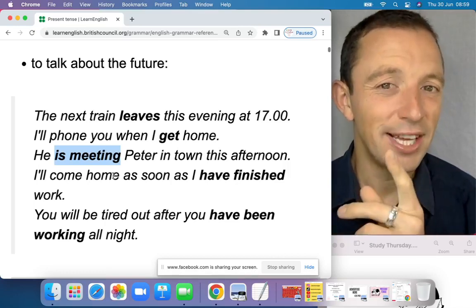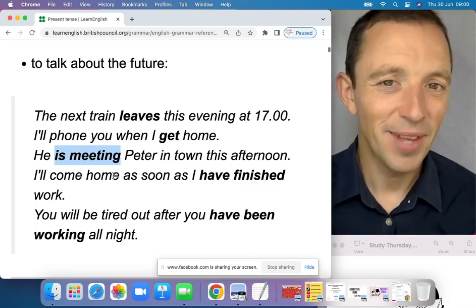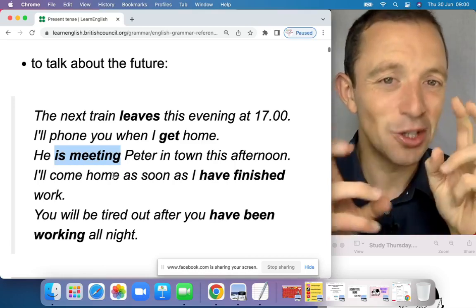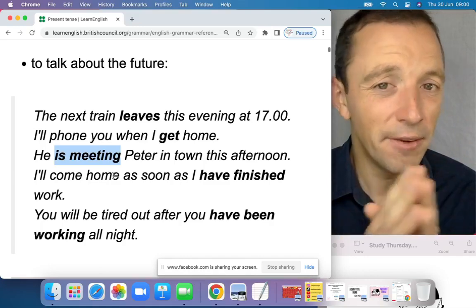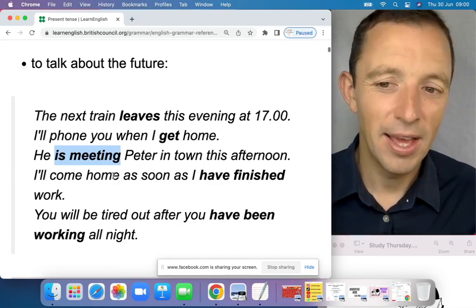And that's very tricky to understand, but this is the rule in English, and it's necessary to remember, especially for intermediate and advanced English. So this is the present continuous, but we are referring to the future. We are speaking about the future.